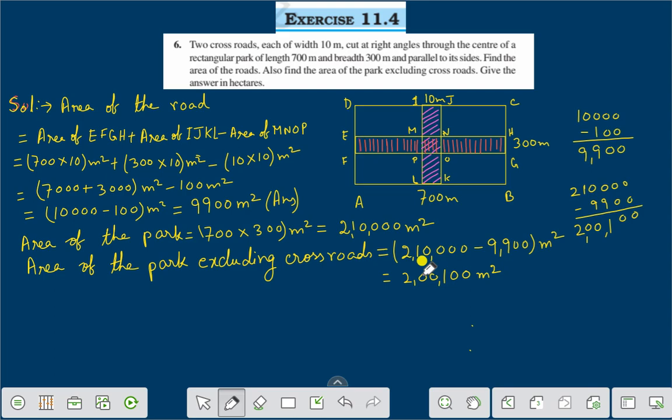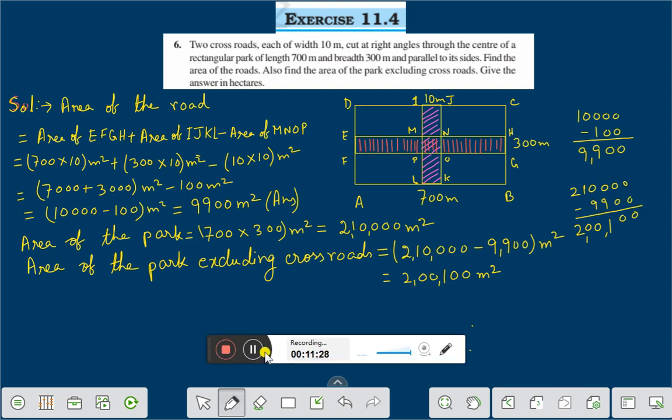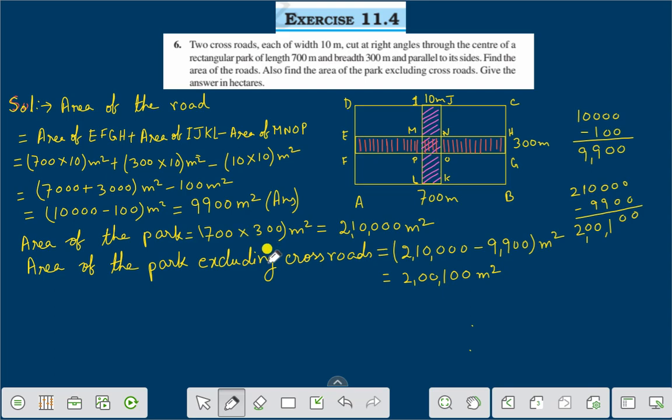First of all, we have to find the relation between hectares and meter square. We know that 1 hectare is equal to 10,000 meter square.